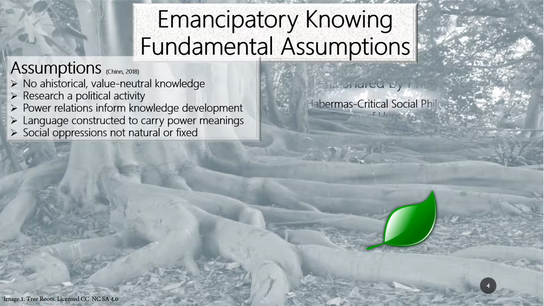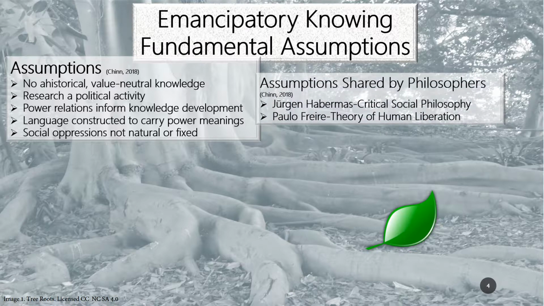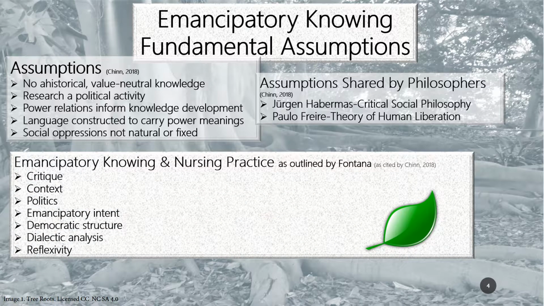Habermas and Freire were critical philosophers who have had a profound influence over nursing theories. Based on critical theory, Fontana outlined emancipatory research as it relates to nursing practice and proposes 7 concepts which should be present in any emancipatory approach. The critique concept is not accepting anything at face value. It's more intricate than problem solving, though.